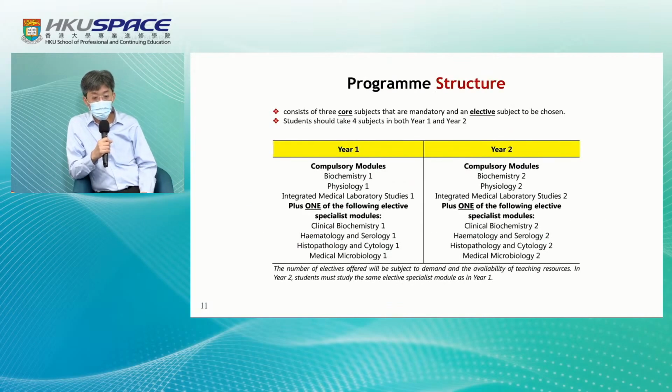In this program structure, we break it into 2 years. For each year, you have some compulsory modules, or core modules, to study. They are biochemistry, physiology, and the other sub-module called integrated medical laboratory studies. Apart from these 3 core subjects, you need to take one of the elective specialty modules from the following: either clinical biochemistry, hematology and serology, histopathology and cytology, or medical microbiology.